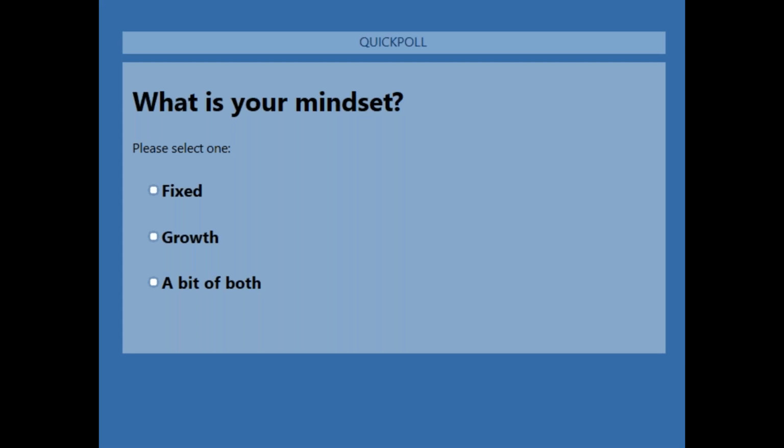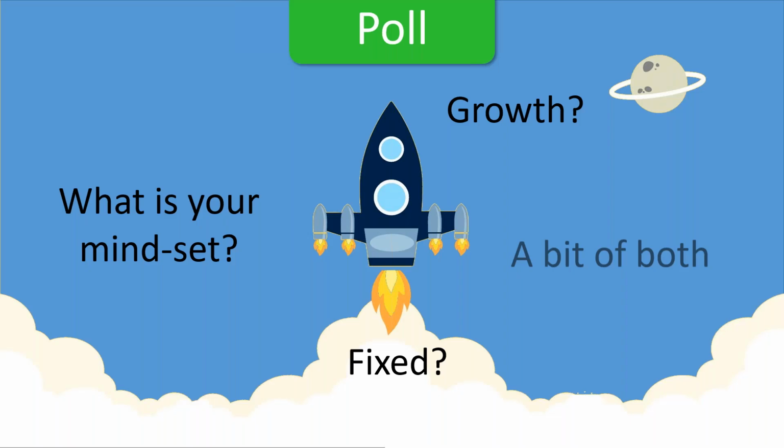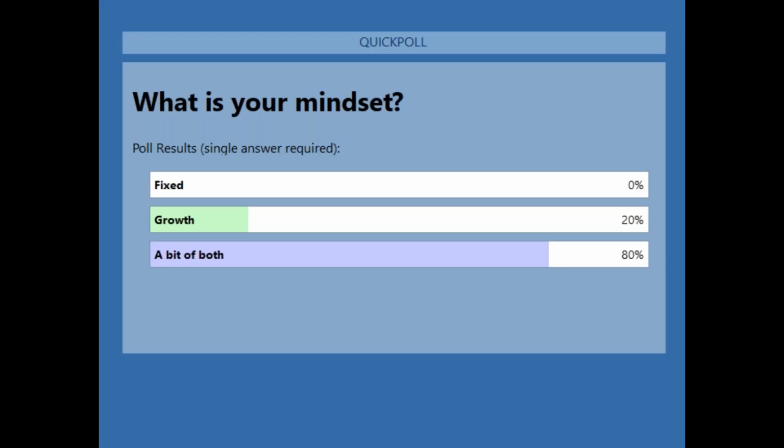So I'm going to close the poll, and then I'm going to quickly show you the results. So let's quickly have a look at those. You will see that 80% of you said that you have a bit of both, and 20% of you said that you have a growth mindset. So where do you really fit in?